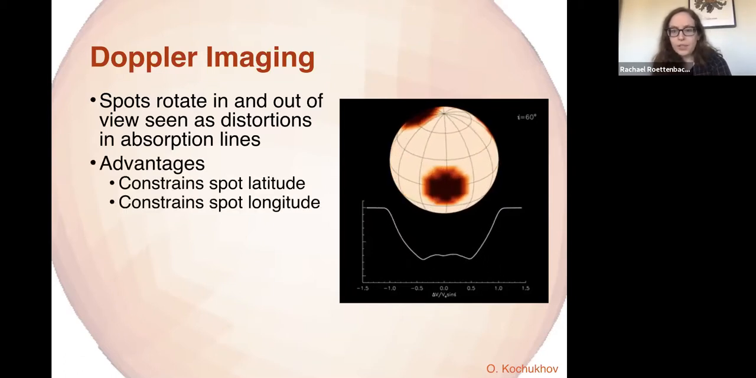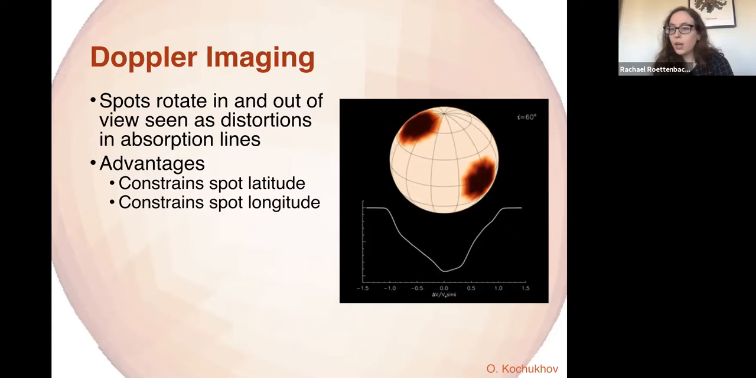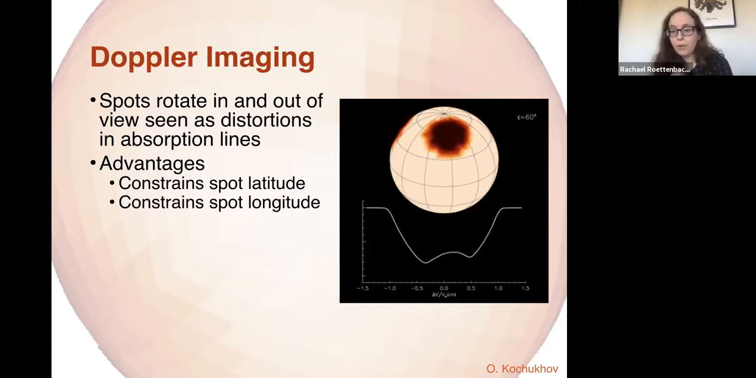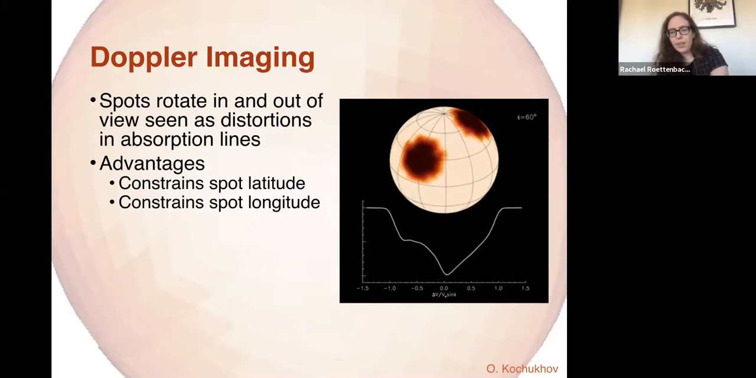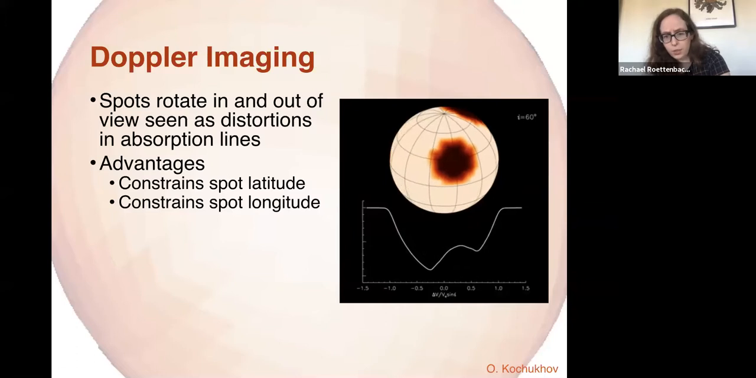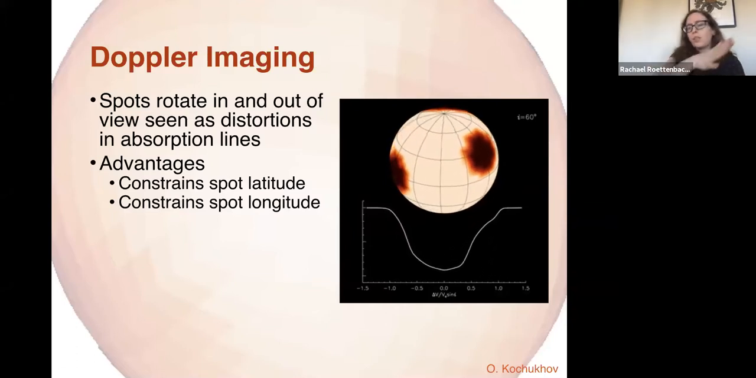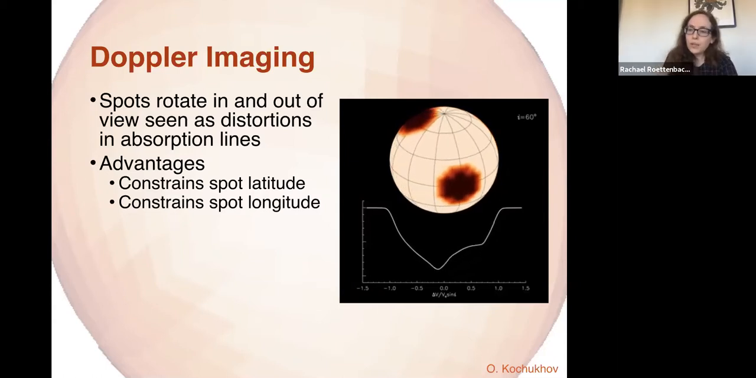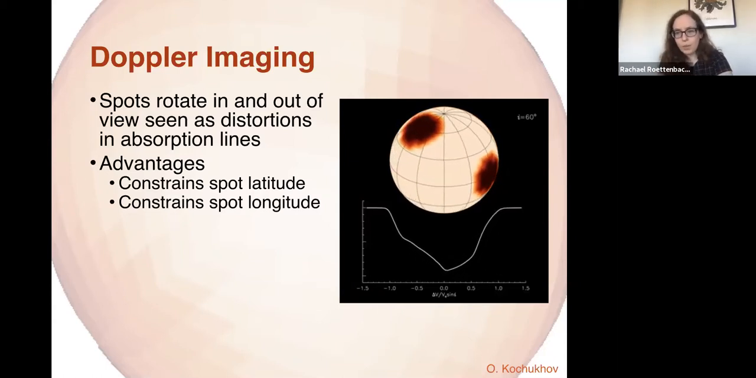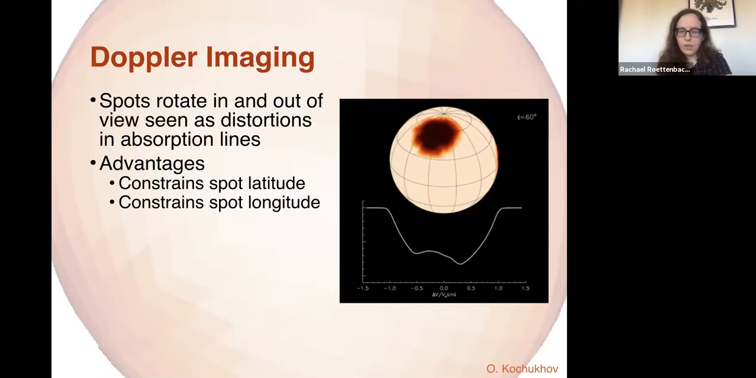The fun thing about this is you can see that we start seeing information about spot latitude. The higher latitude spot, like the one going by now, affects only the core of the absorption line. Whereas the lower latitude spot, and there's one on the equator coming around now, is going to affect the whole line. And so it's going to be this shift across the whole thing. And so we're able to use that information to understand where the spots are actually located on the surface. And again, we have longitude information as well.